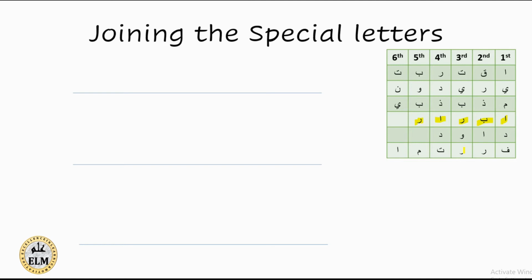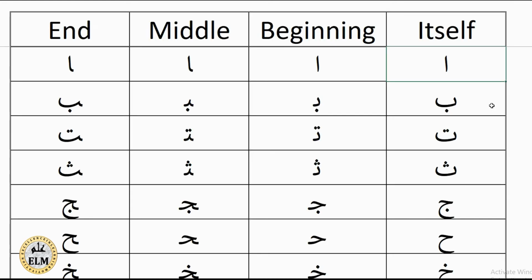Now let's see how alif is in the beginning and ra is at the end. Let's see how alif looks like in the beginning. One thing about these special letters is the beginning form is the same as its basic shape. So if you look at the alif in the beginning, alif will look exactly the same as it is here. So see, this is the itself form. This is how you write alif without any joining or anything, and this is the beginning form. Both of them are the same.